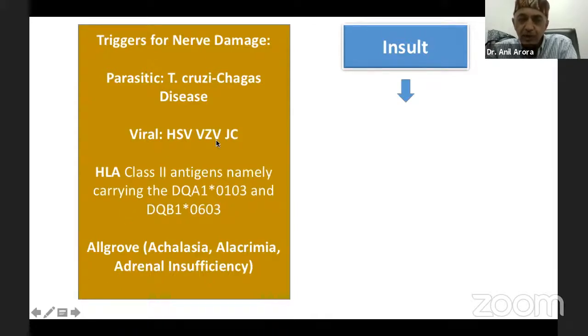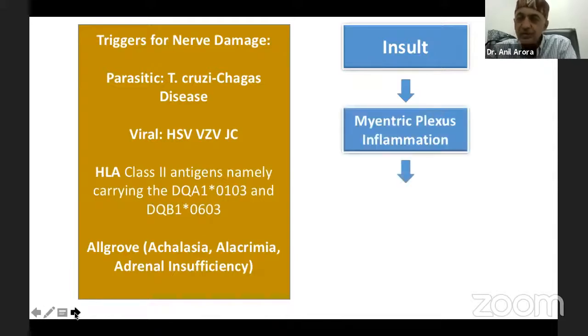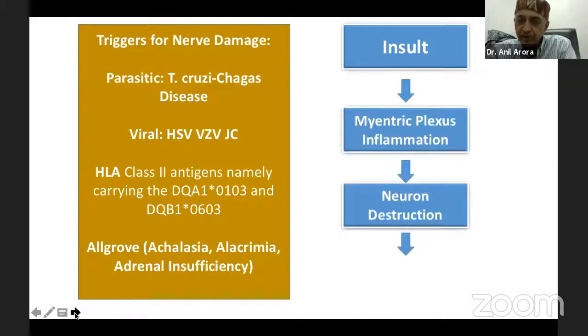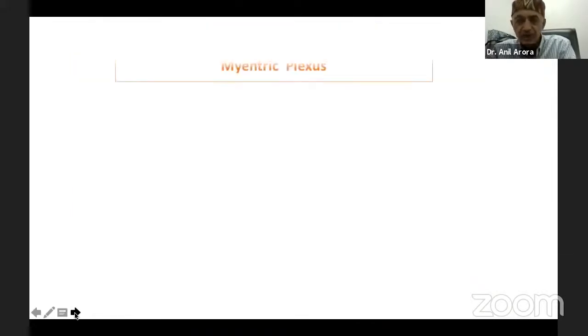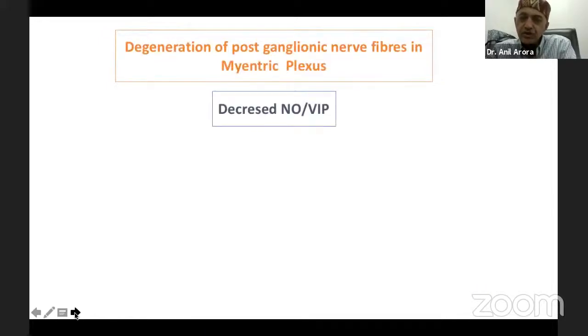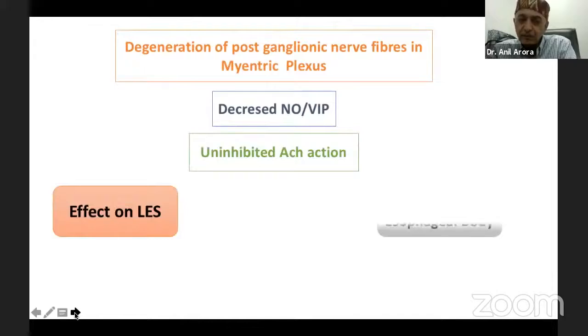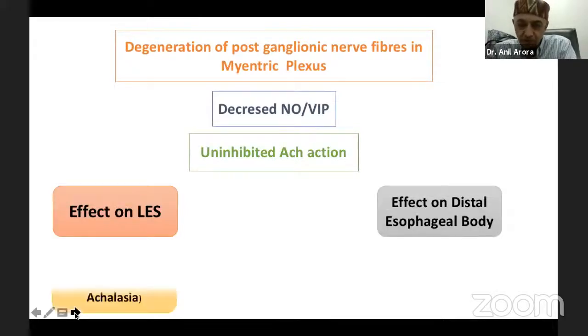Then there could be viral or HLA related factors which could be responsible for destruction of this nitric oxide producing neuron in the myenteric plexus of the distal esophagus. So once there is an insult, there is inflammation in the myenteric plexus that leads to destruction of the neurons, leading to the classical achalasia cardia. So destruction can occur both at the level of the LES as well as at the level of the distal esophagus.